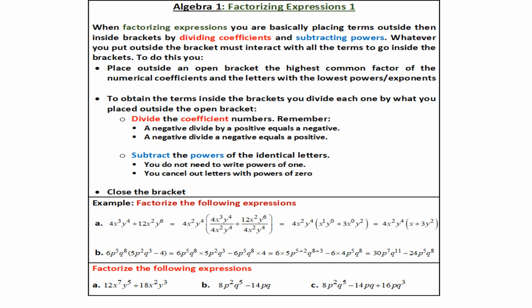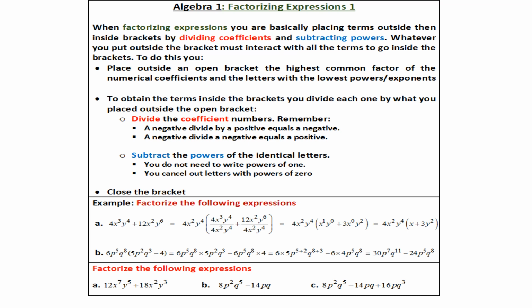To do this, you place outside an open bracket the highest common factor of the numerical coefficients and the letters with the lowest powers or exponents. That's what you place outside of an open bracket, and that will be a coefficient by itself because it will be multiplied.